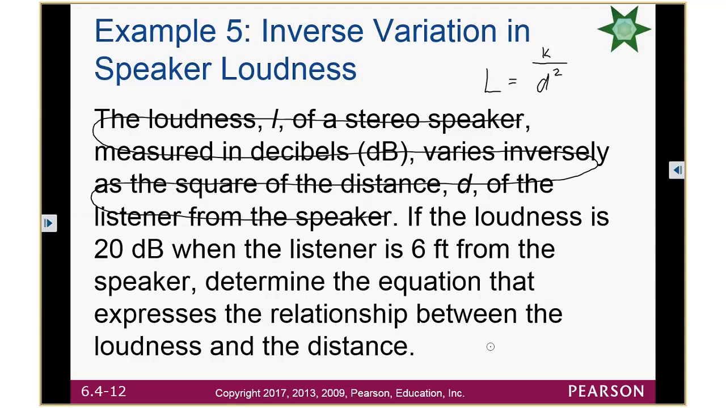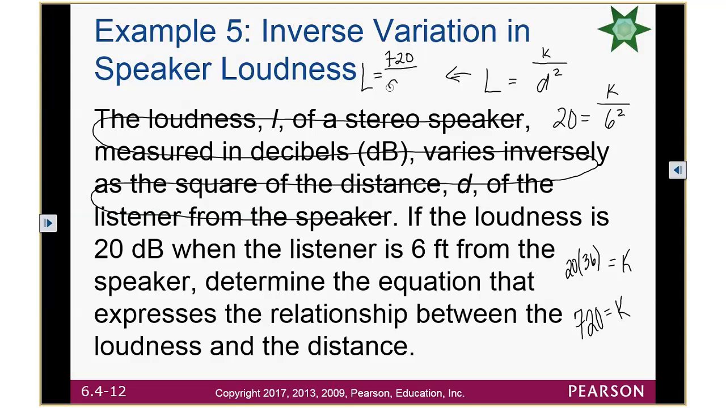And then they say if the loudness is 20, loudness L, when the listener is 6 feet from the speaker. So, what is K? Well, K is going to equal 20 times 36. Well, that's easy, because 36 times 10 is 360. 360 times 2 is 720. So 720 is equal to K. And what are we going to do with that 720? Plug it back in, and that gives me L is equal to 720 over D squared.